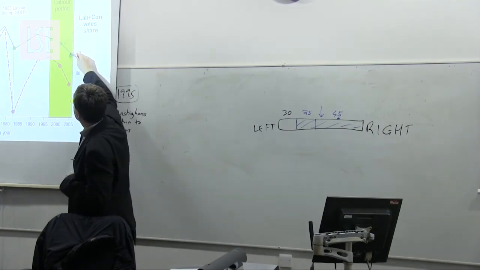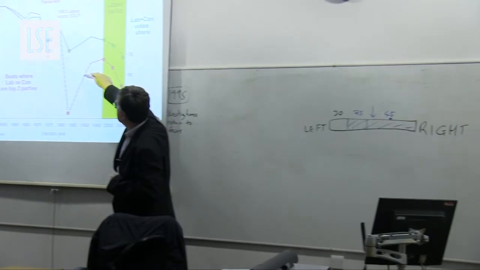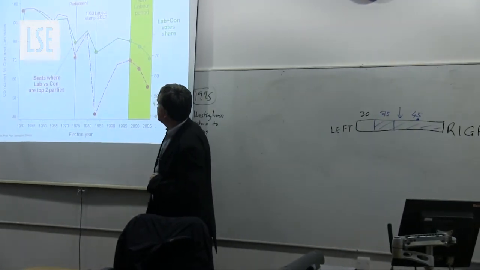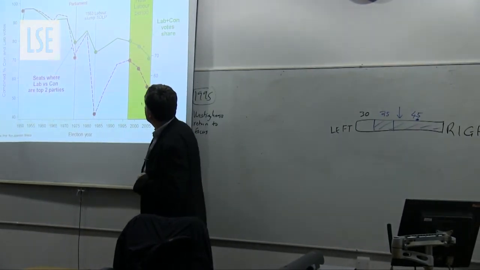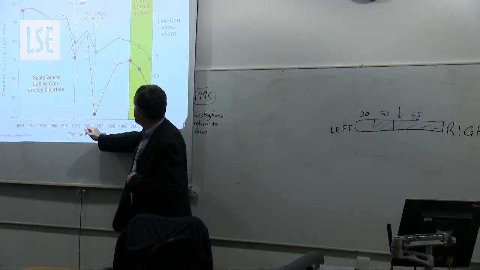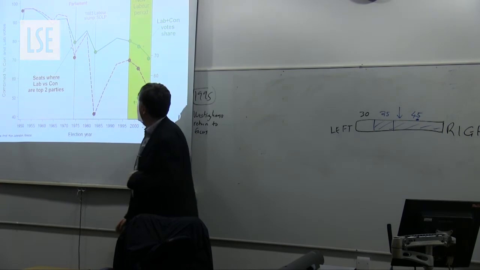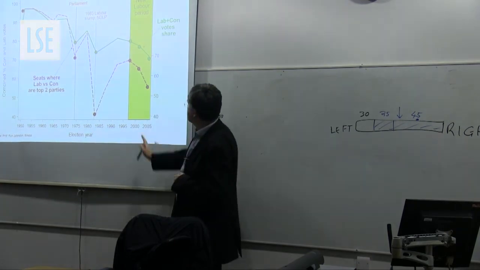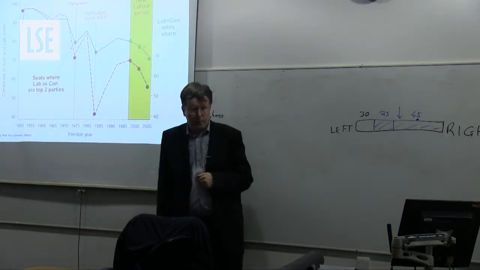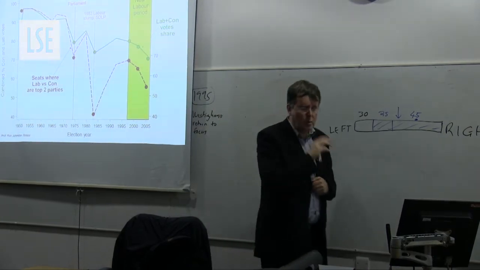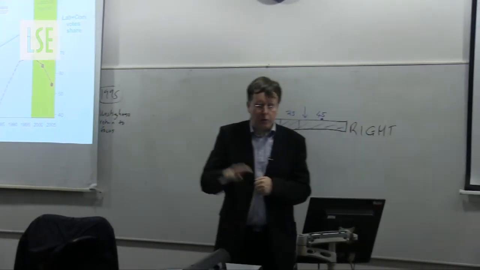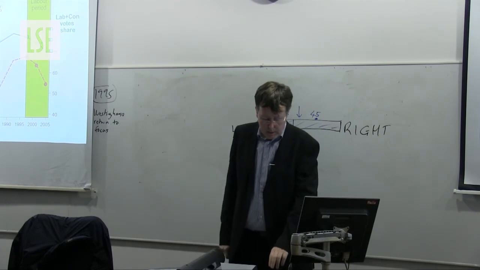We can see that coming down, and this shows you the proportion of seats where the Conservatives and Labour are the top two parties. Big slump in 1983, big previous slump in 1974, a bit of a resurgence under Blair, and then it comes back again. So it's not been totally smooth. We've got quite a bumpy decline.